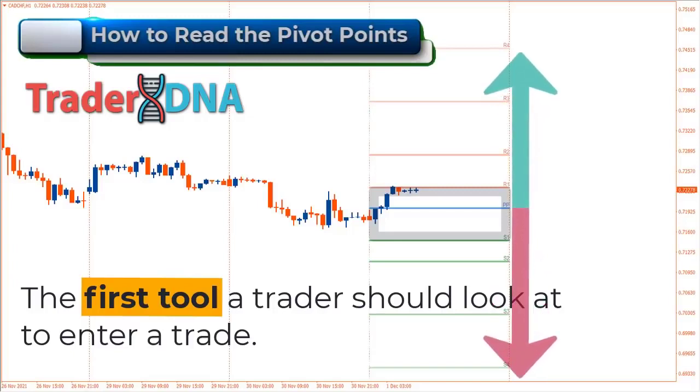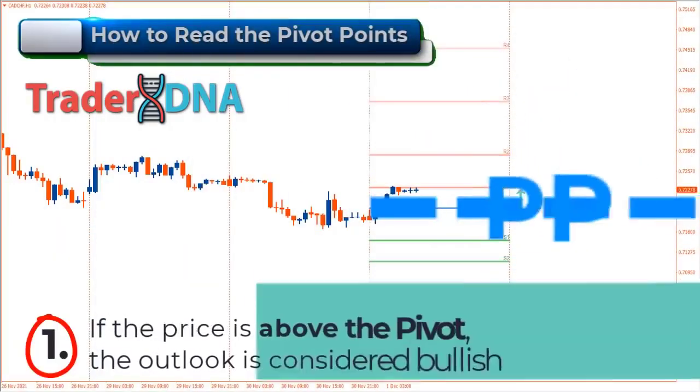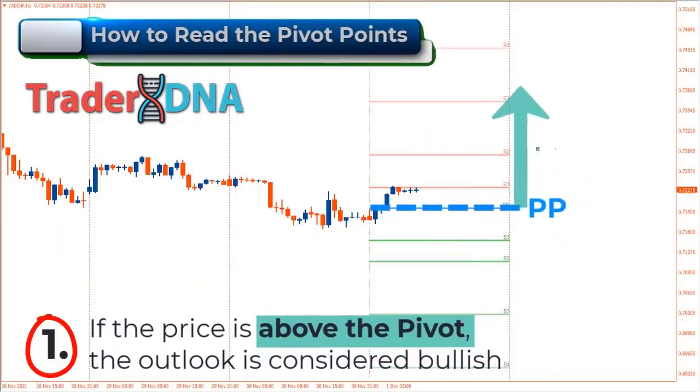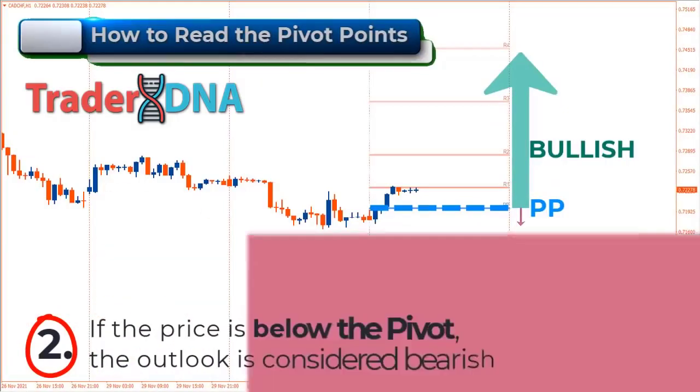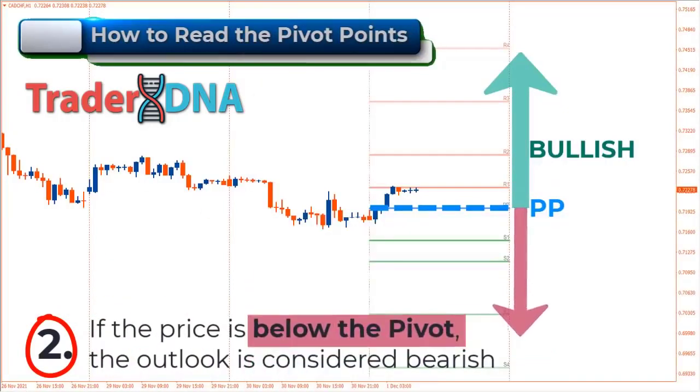Generally, the pivot points can be interpreted as follows. First, if the price is above the pivot, the outlook is considered bullish. Second, if the price is below the pivot, the outlook is considered bearish.